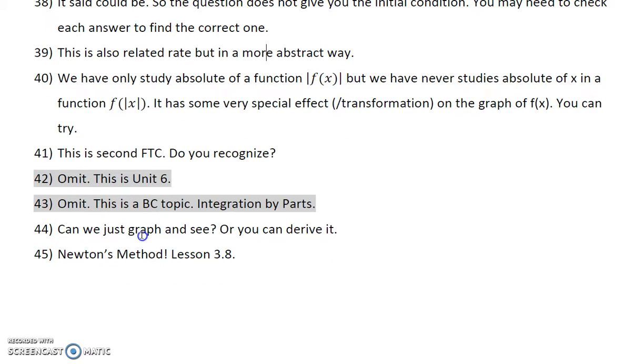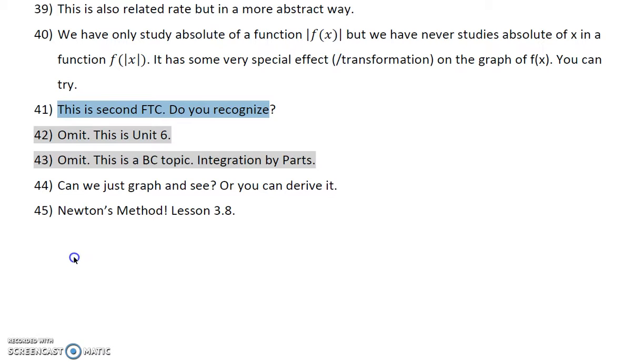Question 41 is second fundamental theorem of calculus. Do you recognize that? It's key that when you see such a question in your test, you recognize that it is a second FTC. We omit question 42 and 43. Question 44, you can just graph and see, or you can try deriving it. Okay, question 45, Newton's method.